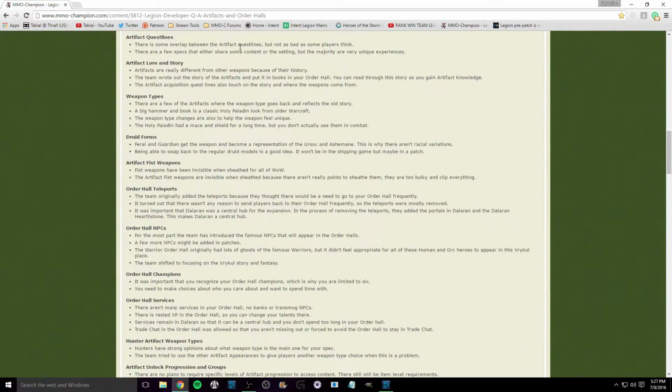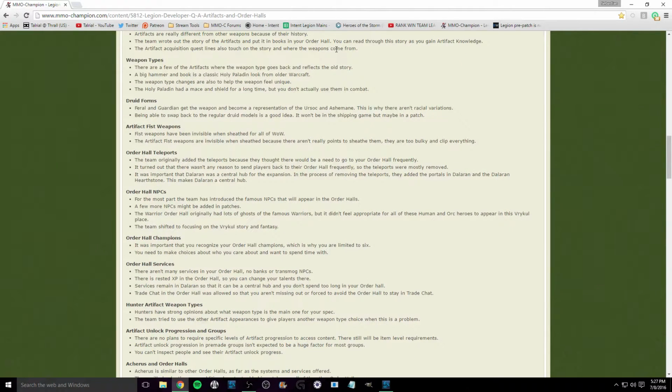There's some overlap between the artifact quest lines. You will have already seen that if you've been watching anyone do the artifact quests. Artifacts are really different from other weapons because of their history. They actually have books that you'll be able to go ahead and learn about the artifacts if you're a lore nut. I am, and I'm personally going to appreciate that, but I know most people probably won't care too much. And you're actually going to get more of the story as you gain artifact knowledge.